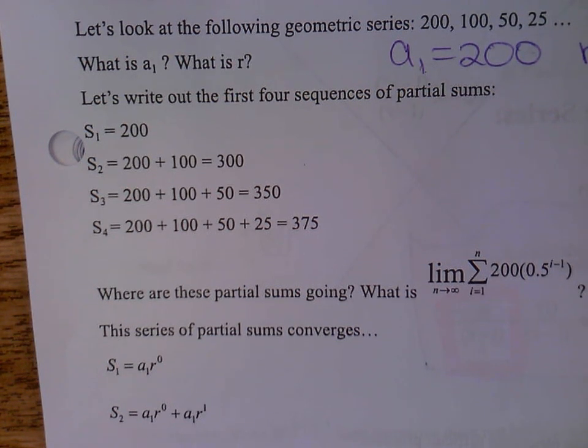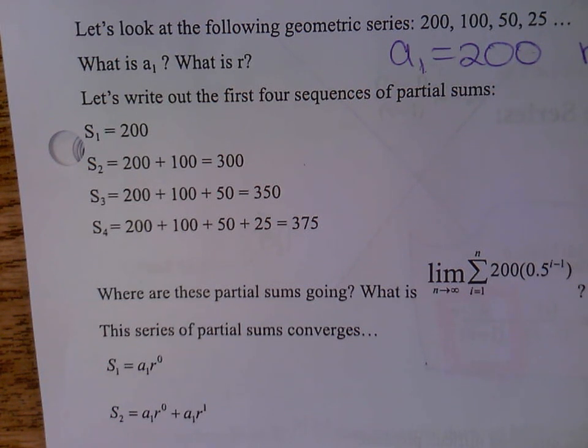0.78125. So this is S sub 4, 5, 6, 7, 8, 9. At S sub 9, all I had to do was add up 9 terms. What do I get? I get pretty close to 400. If I do 200 times 0.5 to the n minus 1, I get 399.21875. That's pretty darn close to 400. So if you added term 10, term 11, term 12, you're just adding these little slivers over here. And when you add up infinite terms, there's a proof that says this will be exactly 400.